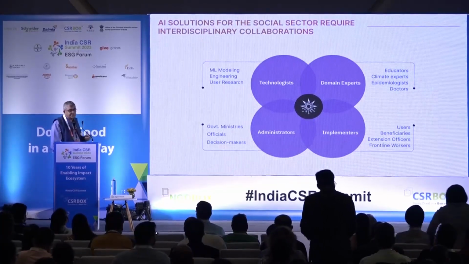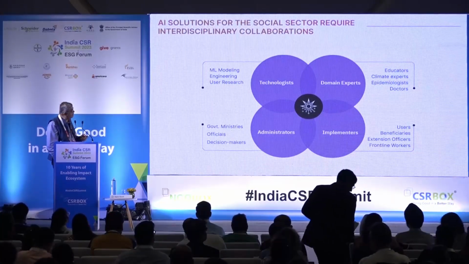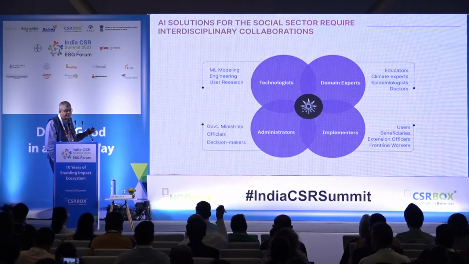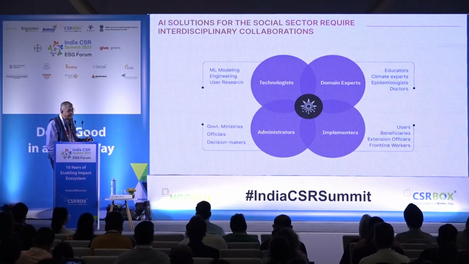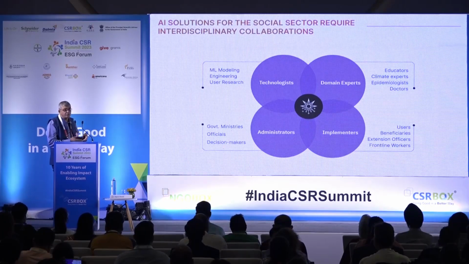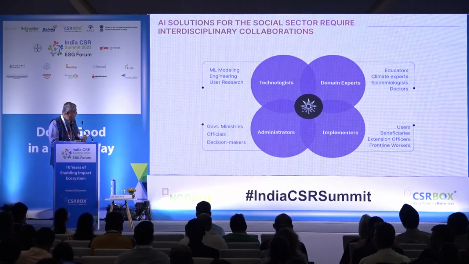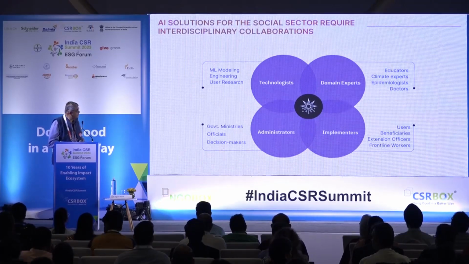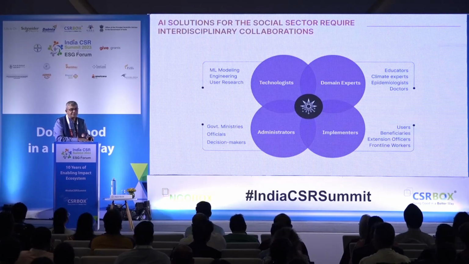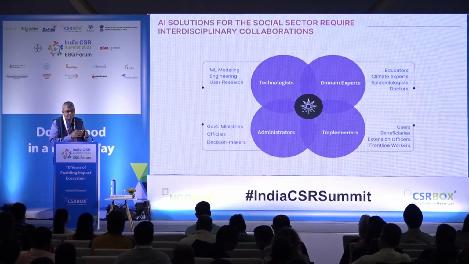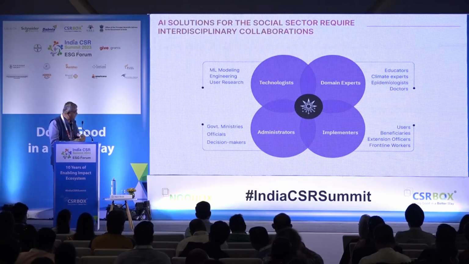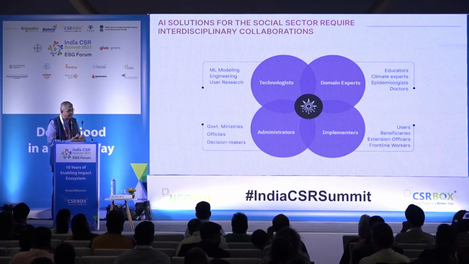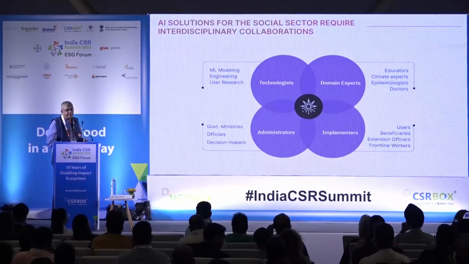So developing these types of technologies often requires highly interdisciplinary collaborations. This is a figure of the kinds of people that we have at Wadhwani AI that we really need to build a good AI solution. You obviously need technologists, engineers, machine learning scientists, and so on, user researchers. You need domain experts who understand the problem space, program folks. If you want to scale, you need buy-in from government ministries and officials, and of course you need buy-in from the implementers.